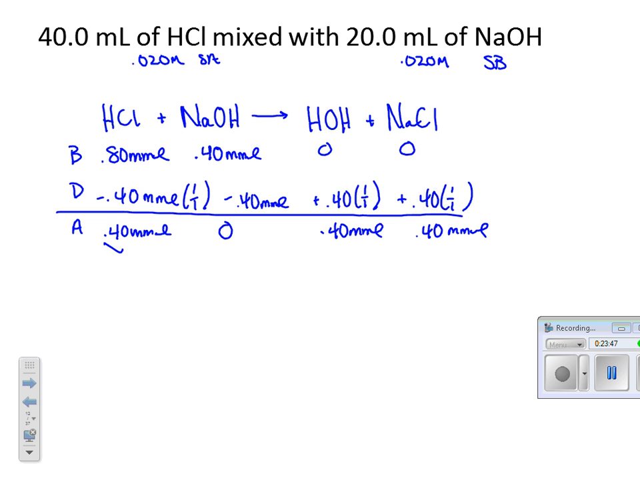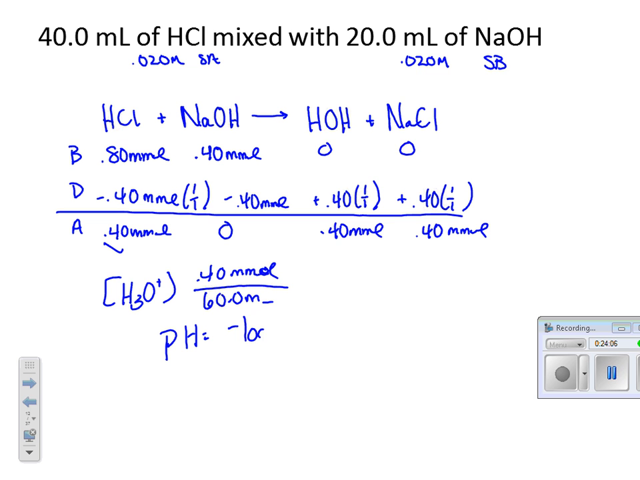So to get the concentration of hydronium, 0.4 millimoles divided by the total volume of the reaction mixture, which is 60 milliliters. So therefore pH equals the opposite of the logarithm of 0.4 divided by 60. And the pH is 2.18 to 2 significant digits.